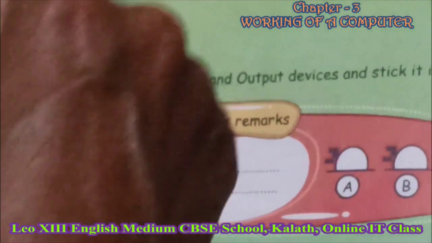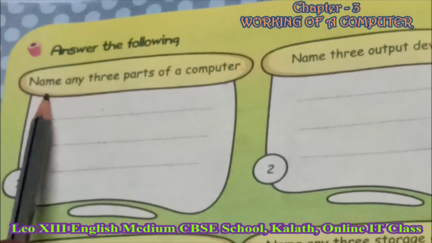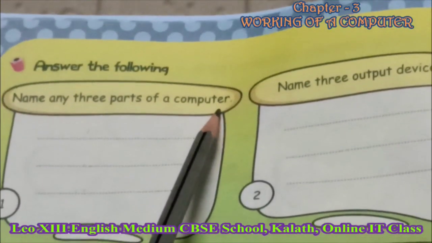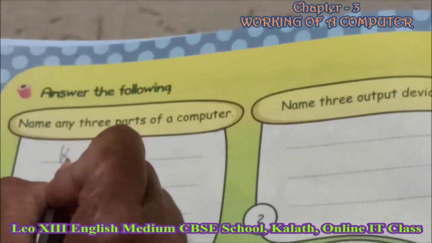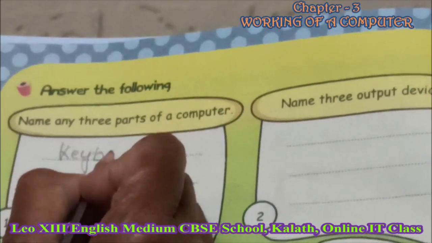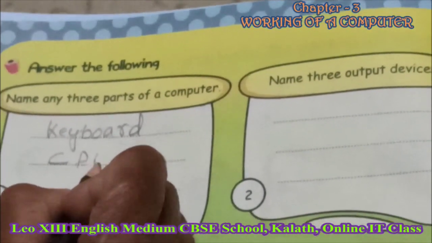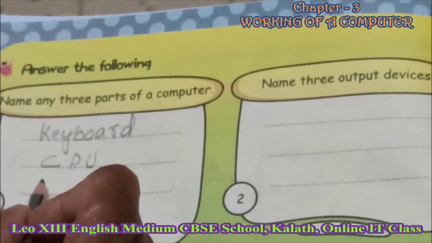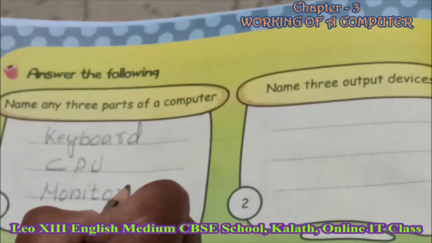Children, all of you take page number 38. We are going to do answer the following. The first question is name any three parts of computer. First one we can write keyboard. KEYBOARD. Then you write CPU. CPU. Finally we can write here monitor. MONITOR. Okay.